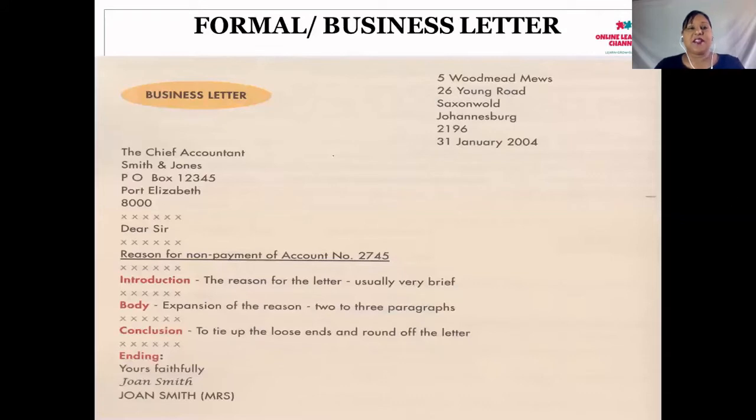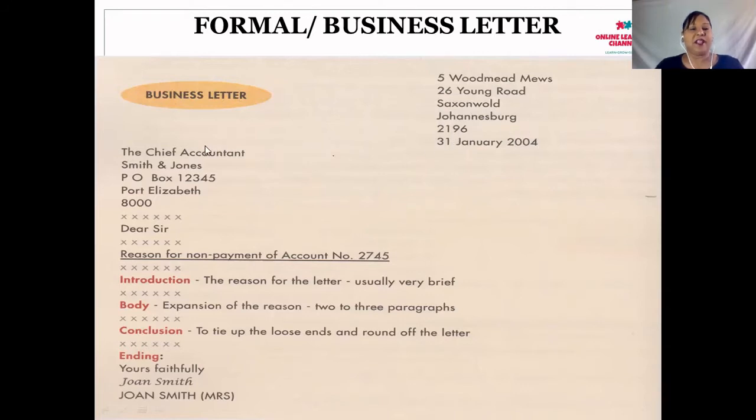Okay, so this is an example of a business letter. As you can see, this is your address over here on the right-hand side of the page. So your address followed by the date, and you would start with your house number, or your complex number, unit number, followed by your complex name, 26 Young Road, the road that it's on, your suburb, and then your city, and then your postal code for your city, and the date.